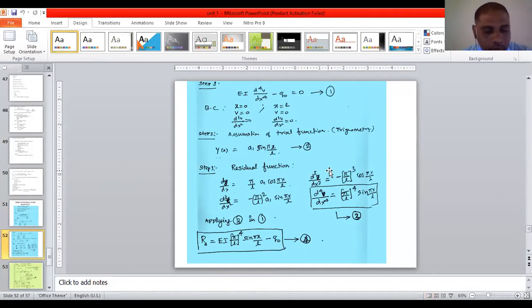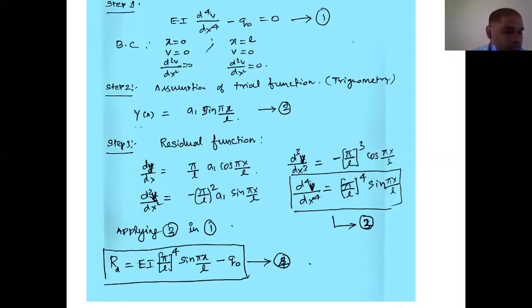In step number 2, we are going to assume a trial function. As we discussed, there are two different kinds of trial functions: one is called polynomial and another one is called trigonometrical trial function.